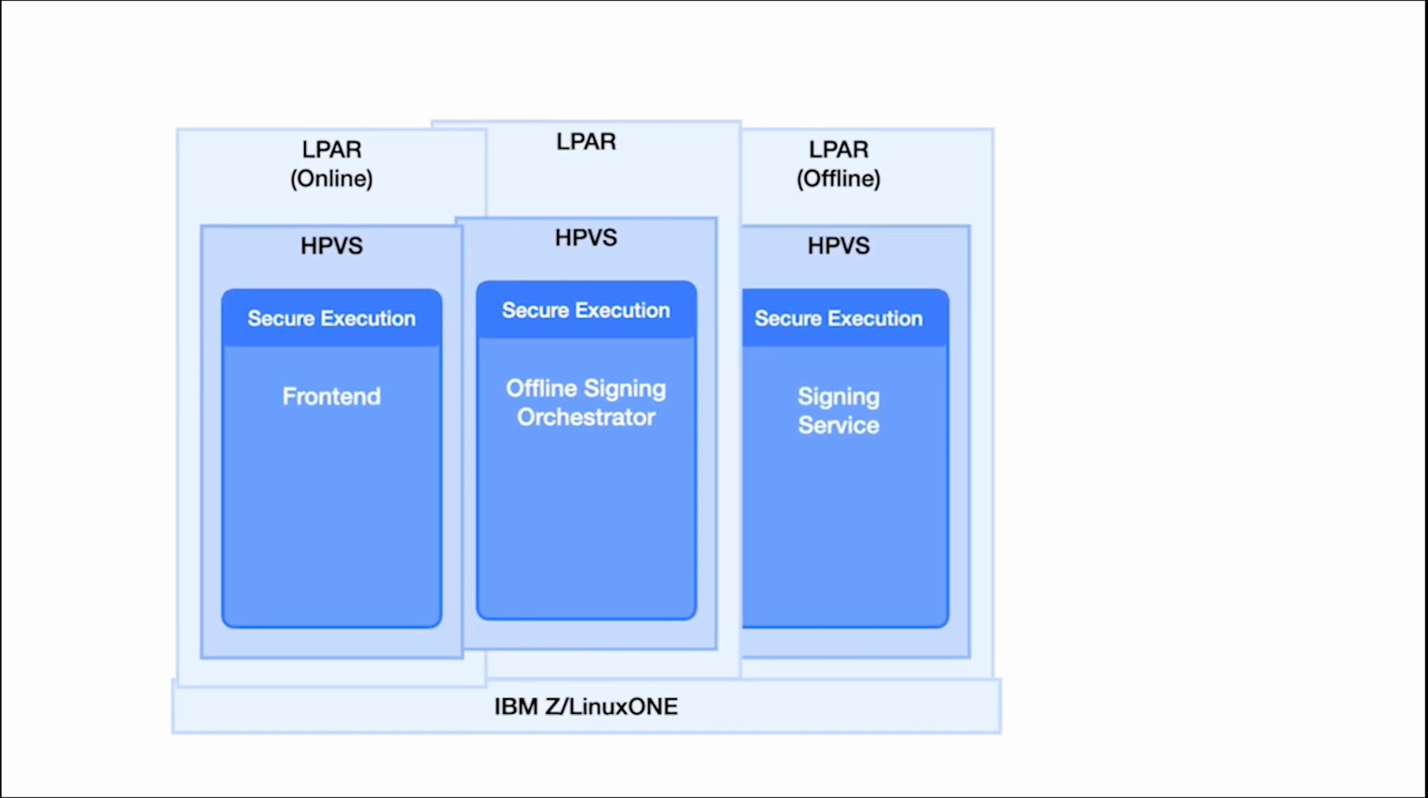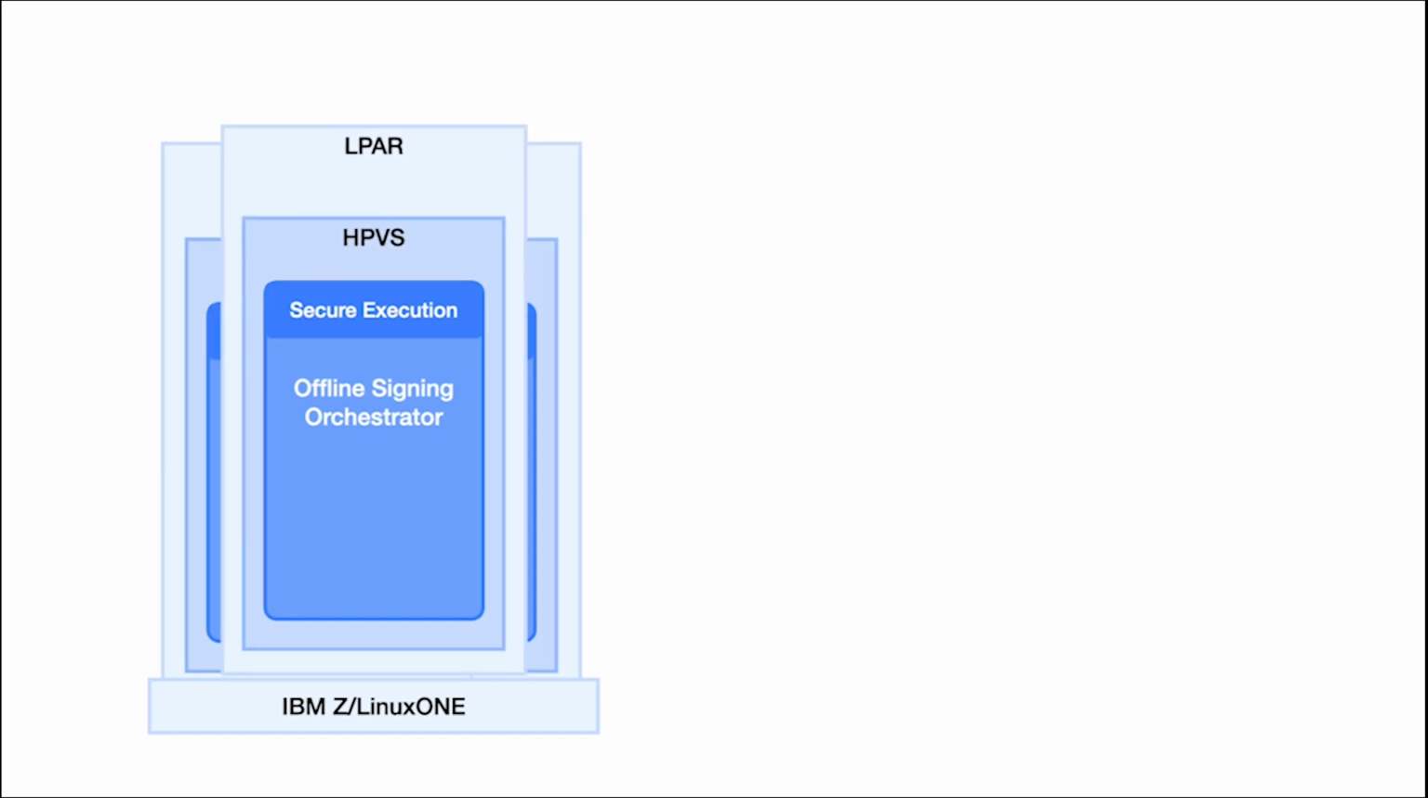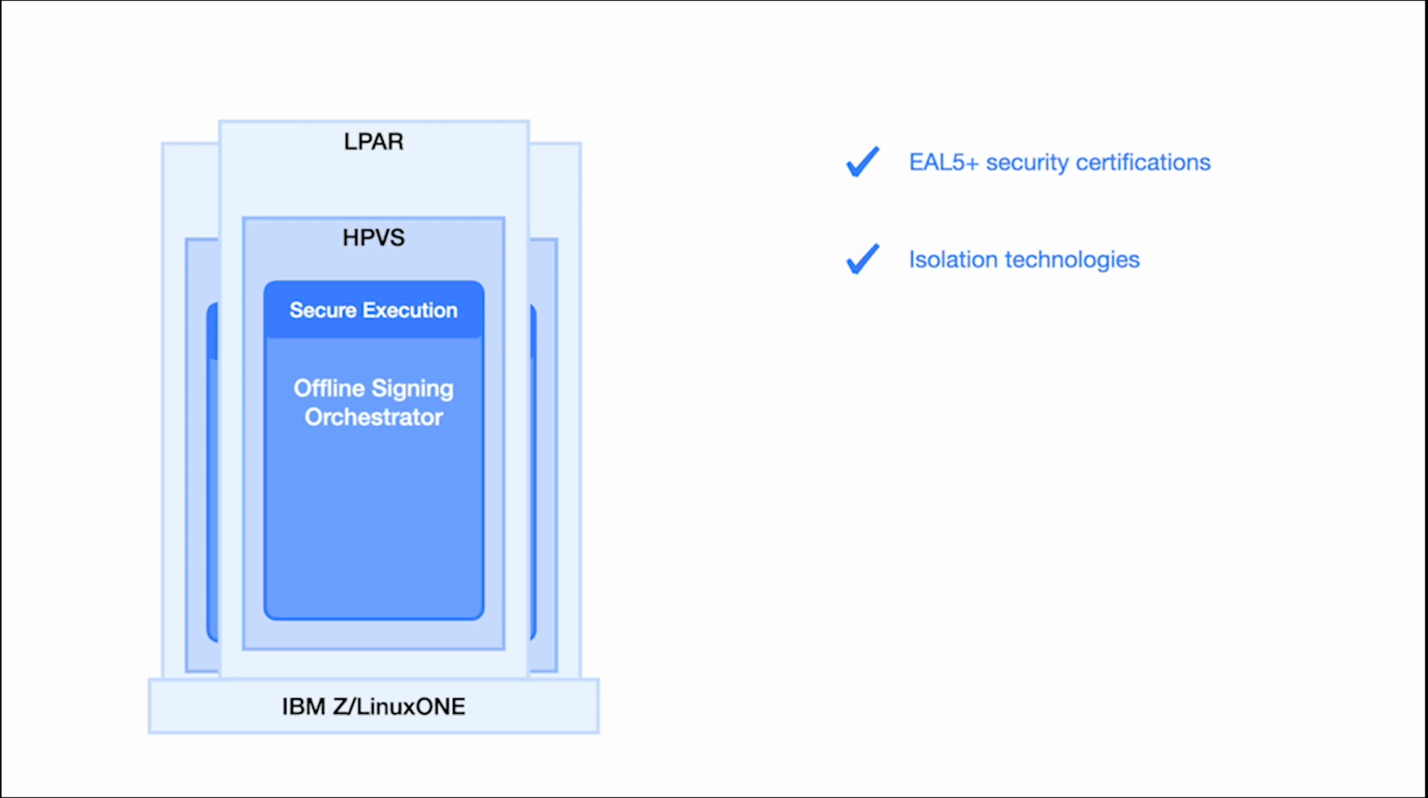IBM HyperProtect Offline Signing Orchestrator is deployed in IBM HyperProtect virtual servers on logical partitions, also known as LPARs, on IBM Z or IBM LinuxONE. Each LPAR has its own operating system, memory, and hypervisor, and has been evaluated under the Common Criteria at Evaluated Assurance Level 5+. This is considered as strong as using different hardware because the isolation prevents an application running on one LPAR from accessing application data running on a different LPAR on the same system, providing technical assurance that no one, including the system administrator, can access the system.